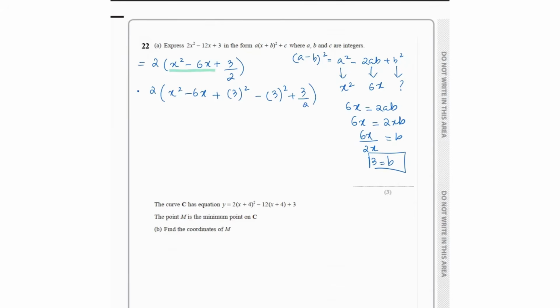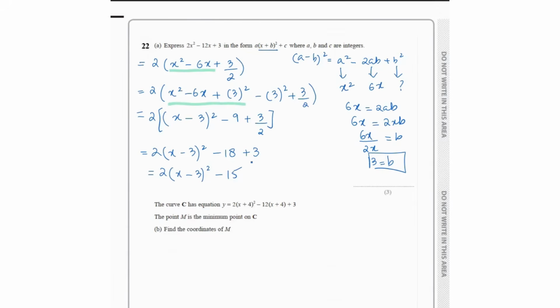So now when you're completing the square, the complete square part is this. This will not be inside the bracket. So it's going to be 2 bracket x minus 3 whole square now. So this is your complete square. And this will be outside this bracket, so minus 9 plus 3 over 2. Now you multiply the 2. So 2 times x minus 3 squared. 2 times 9 is negative 18. 2 times 3 over 2 is 3. Collect the like terms outside the bracket, so that's negative 15. So that is one way of solving it.